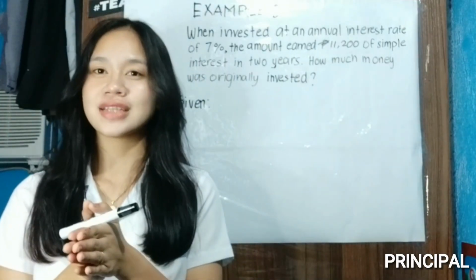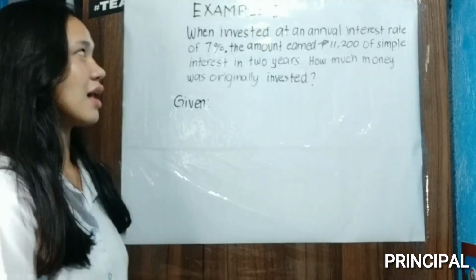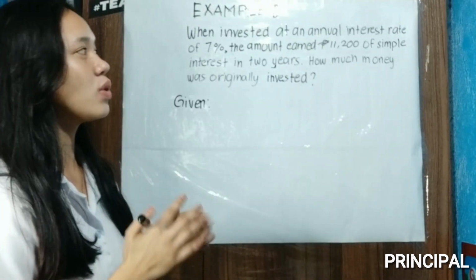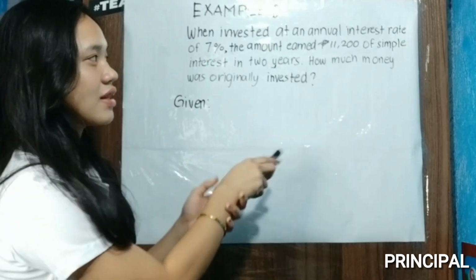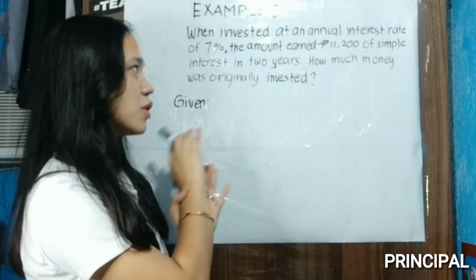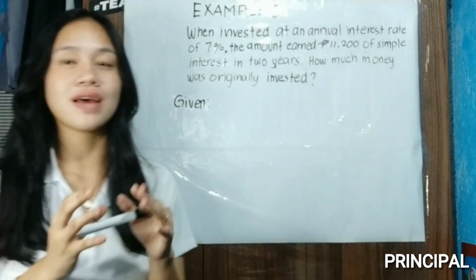For better understanding, here's an example. In our example, it is stated that when invested at an annual interest rate of 7%, the amount earned 11,200 of simple interest in 2 years. How much money was originally invested?